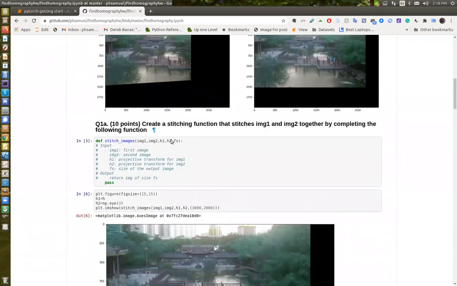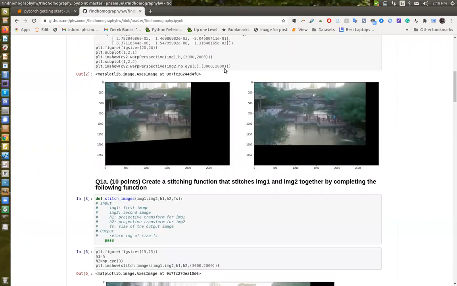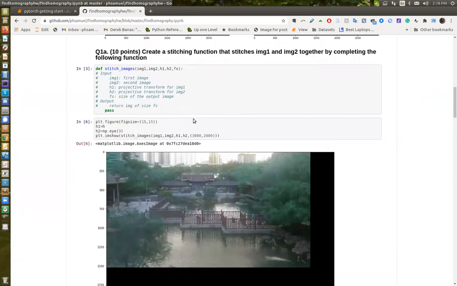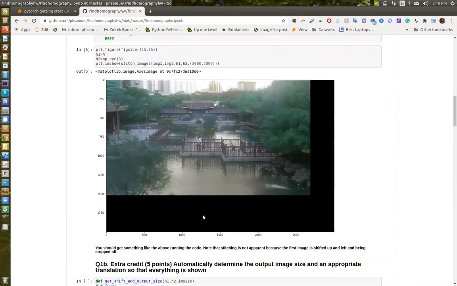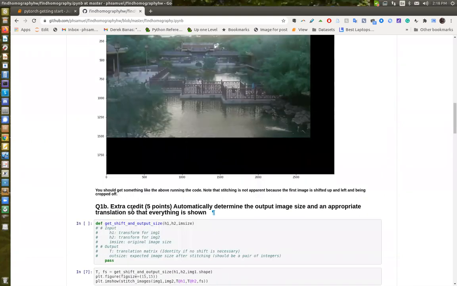And then you also input the frame size, the output size here. In this case it can be 3000 and 2000. So if you implement the whole thing, H1 is H, H2 is identity, you put them together and implement the stitch function. If I show that, it should be something like this. Here it's not apparent because part of it goes outside and is cropped, right? But you can kind of see that it's actually stitching together. There's a transition here. It's not very clear, but there's an extra credit, 5 points extra credit.